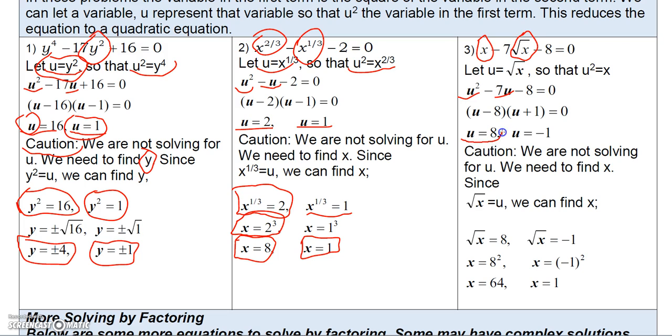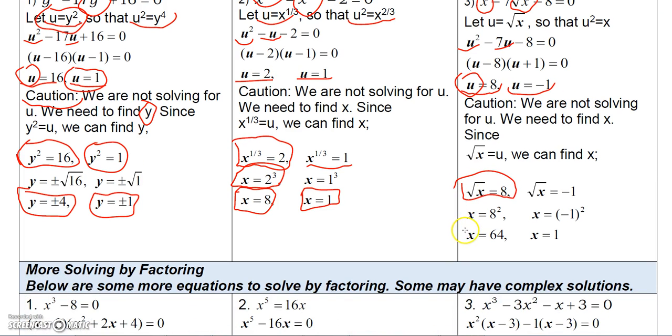So you get two solutions, u equals 8 or u equals negative 1. But again, we're not trying to solve for u, we're trying to solve for x. So remember, u is the same as square root of x, so let's replace this u with square root of x, and we get square root of x equals 8. Now, if we have square root of x equal 8 and we want to solve for x, we just square both sides. So if you square the left, you just get x. If you square the right, you get 8 squared.